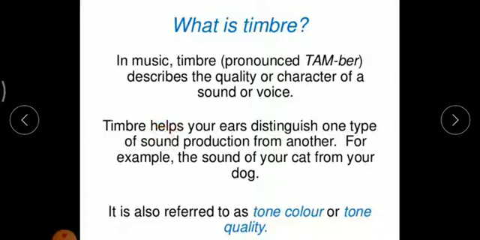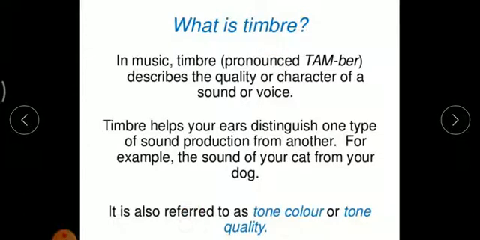Timbre helps your ears to distinguish one type of sound from another. We can even distinguish between the sound of a cat and the barking of a dog. That is nothing but timbre. The difference of sound which we can recognize is timbre.